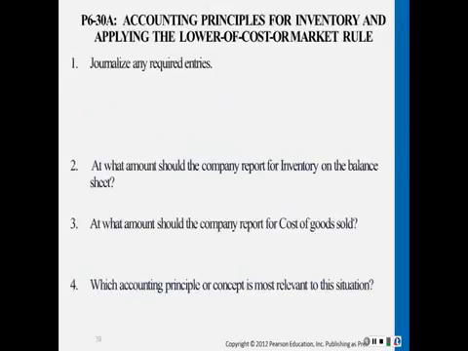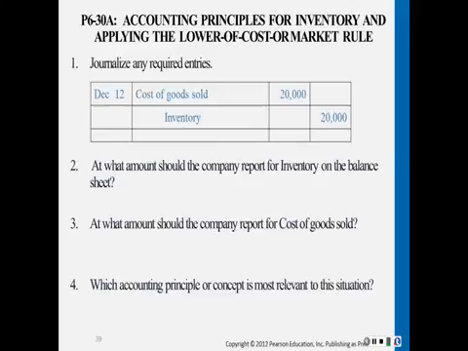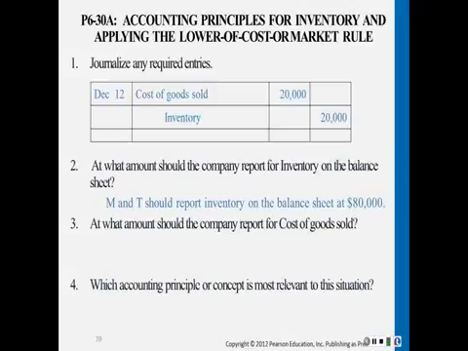To journalize the entries, we would debit cost of goods sold for $20,000 and credit inventory for $20,000. M&T should report inventory on the balance sheet at $80,000. That was the balance before, minus the $20,000.